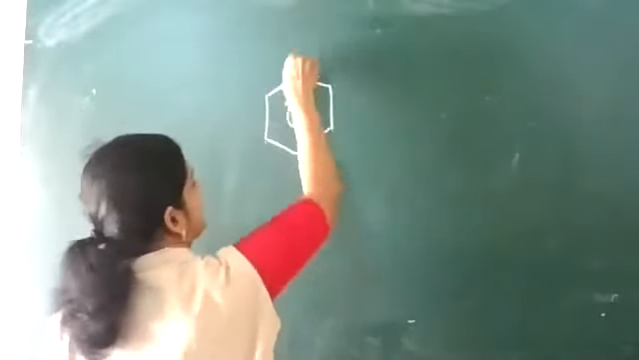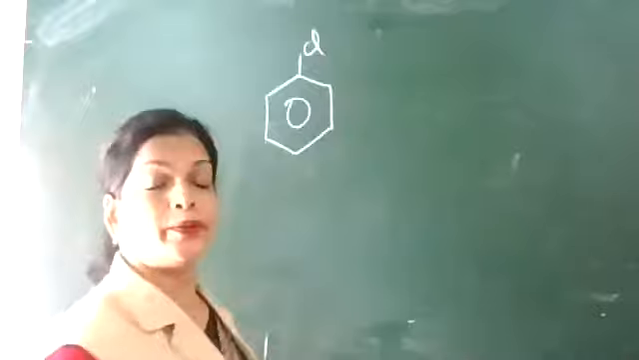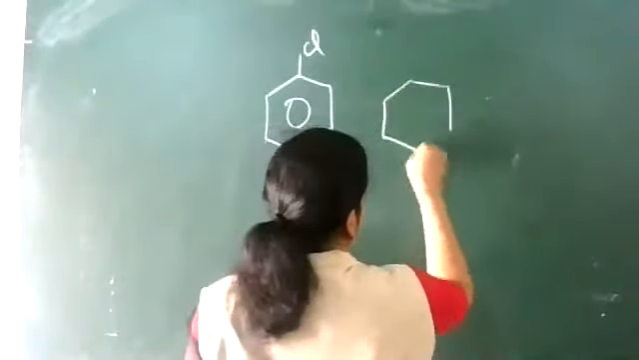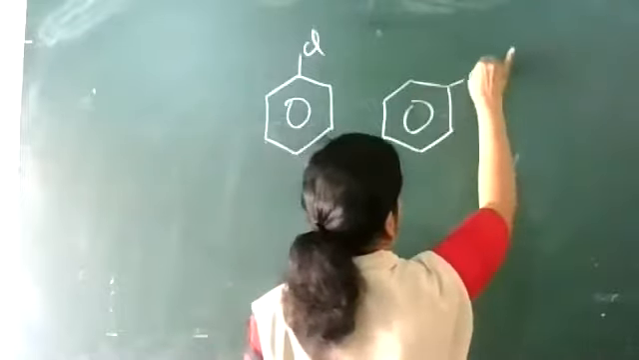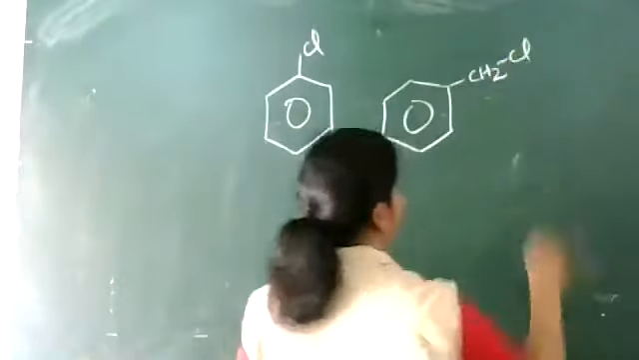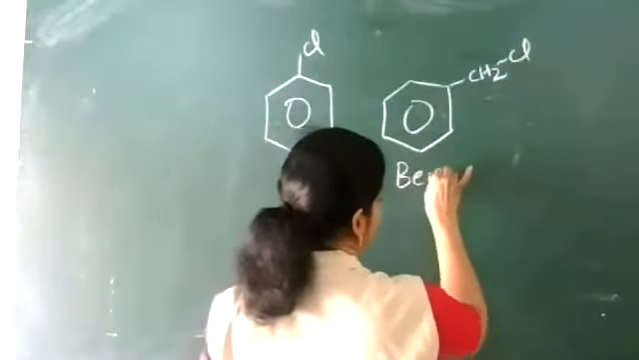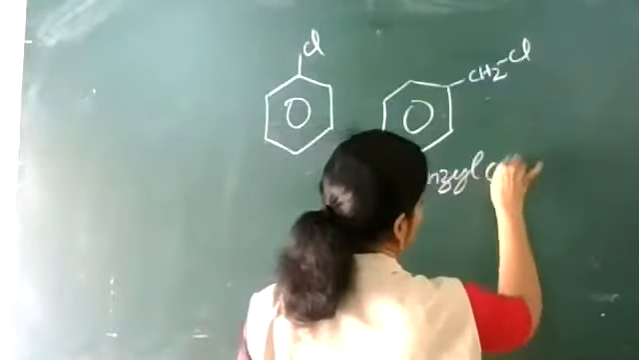In the aromatic category, this is chlorobenzene. If there is a CH2 between the benzene ring and the chloro, we call it benzyl chloride.